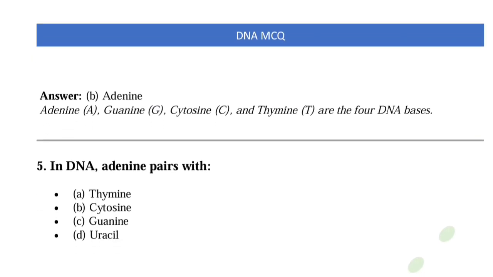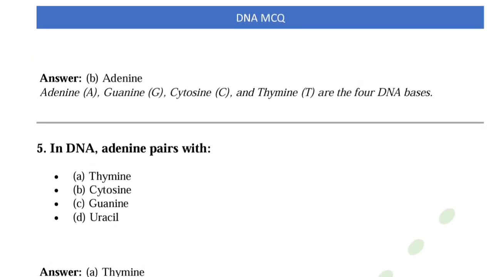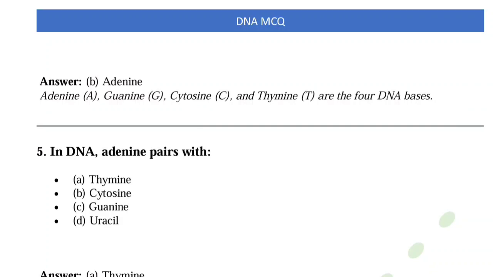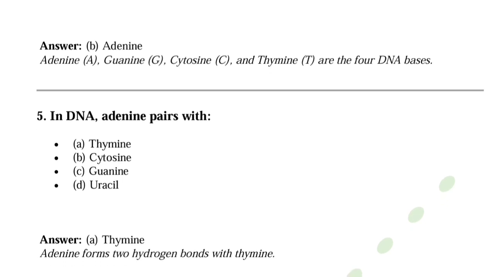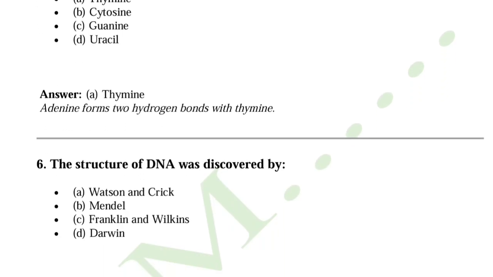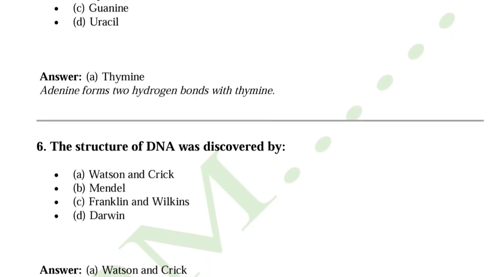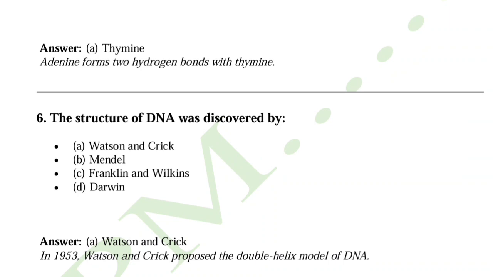Question number 5, in DNA adenine pairs with. So in DNA adenine always pairs with thymine and cytosine always pairs with guanine. Okay, adenine has 2 hydrogen bonds with thymine. Question number 6, the structure of DNA was discovered by. So the structure of DNA was discovered by Watson and Crick in 1953. They proposed that DNA has a double helical structure.